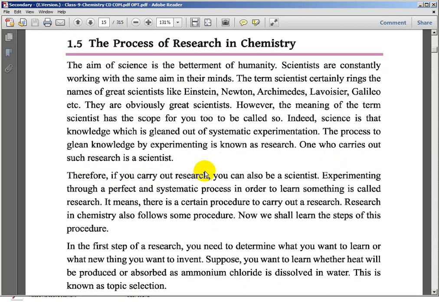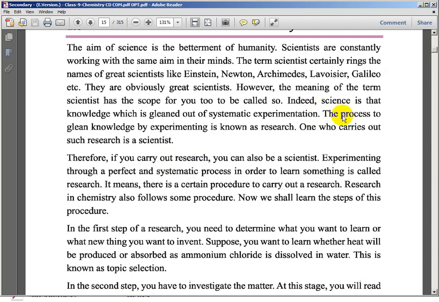Okay, what is a scientist? Who is a scientist? What is research? The process to glean knowledge by experimenting is known as research. Therefore, if you carry out research, you can also be a scientist. Experimenting through a perfect and systematic process in order to learn something is called research. It means there is a certain procedure to carry out research. Research in chemistry also follows some procedure.